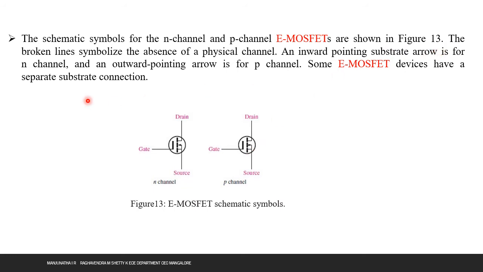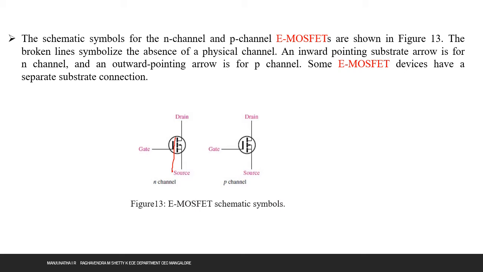In figure 13, the broken lines symbolize the absence of a physical channel. Here the gate is broken, so there is no connection between the drain and source. We are going to enhance the channel, and because of that reason we say it is an E MOSFET.